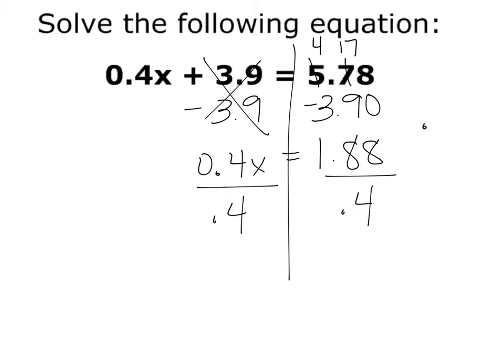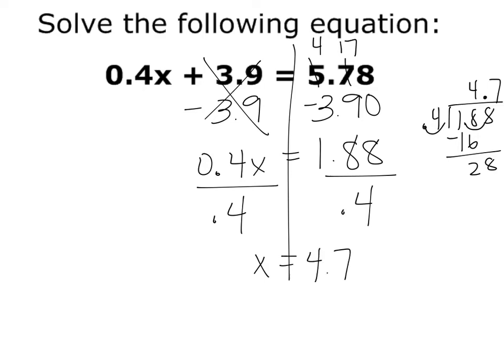So then your 0.4 is on the outside, 4.88 is on the inside. You cannot have decimals on the outside, so hop, hop, bring the decimal up. You have 4 into 18 is 4, 16, 28, 7. So x is equal to 4.7. So this way isn't bad as long as you know what to do with your decimals. But I'm also going to show you one more shortcut trick.